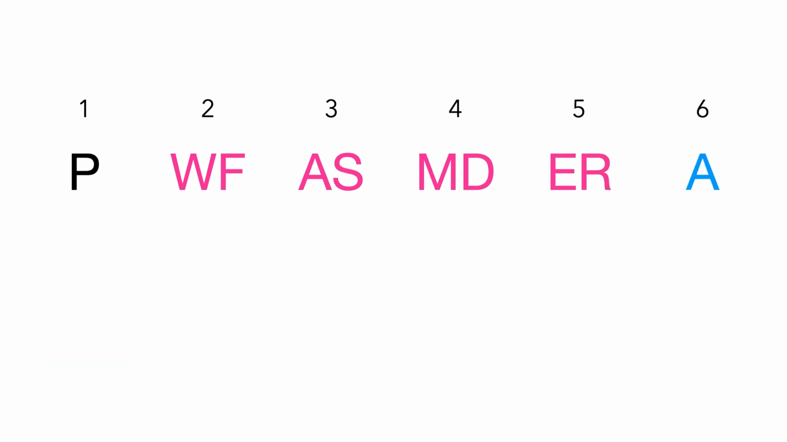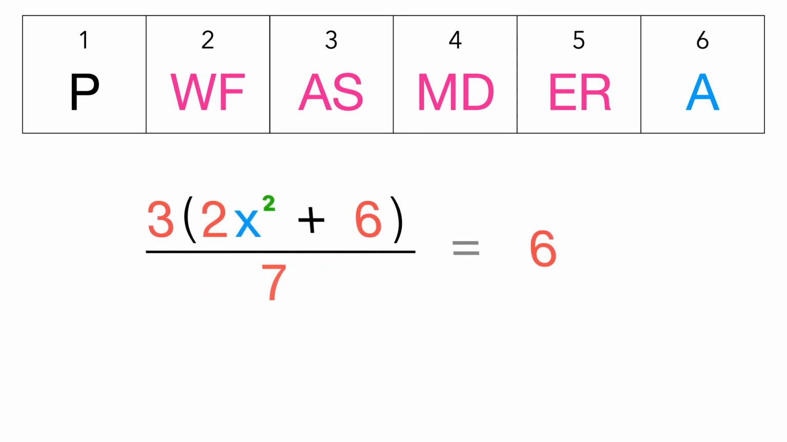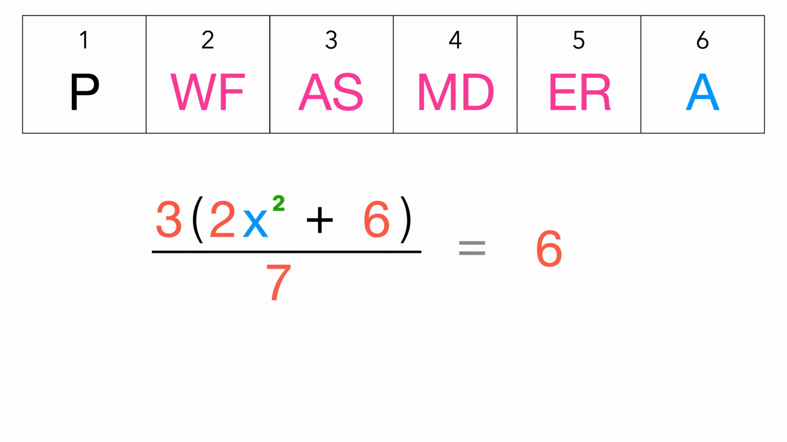So let's actually look at that original problem now, and we're going to go through these steps for this original problem. So we have 3 times 2x squared plus 6 divided by 7 equals 6. First thing you do, try to find the separator, that equal sign, and cut the equation in half. Now let's find the variable, and again, our variable in this case is x. It's right there. And now we can start our steps.